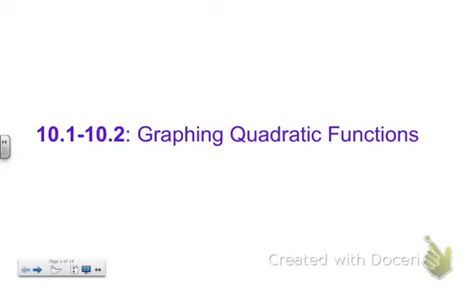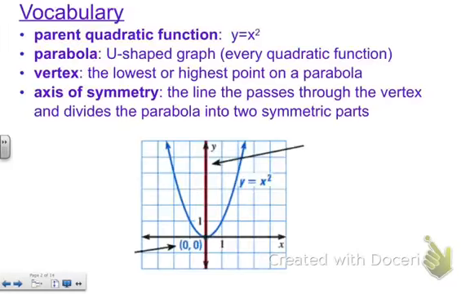This is the first section of chapter 10, and we are graphing quadratic functions. So we have lots of new vocabulary in this section. The first thing we have is the parent quadratic function, which is just the function y equals x squared. So that's the very basic quadratic function that we talk about when we think of a quadratic function. And that's what we're going to compare everything else to.